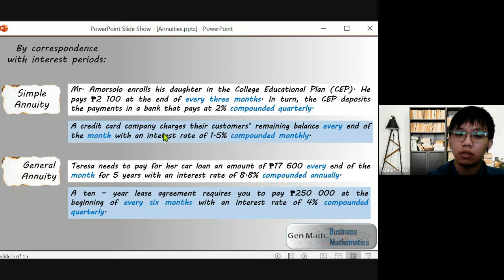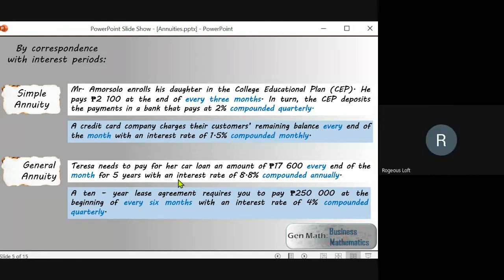Okay. Next, how about the second example? Please read. A credit card company charges their customers the remaining balance every end of the month with an interest rate of 1.5% compounded monthly.